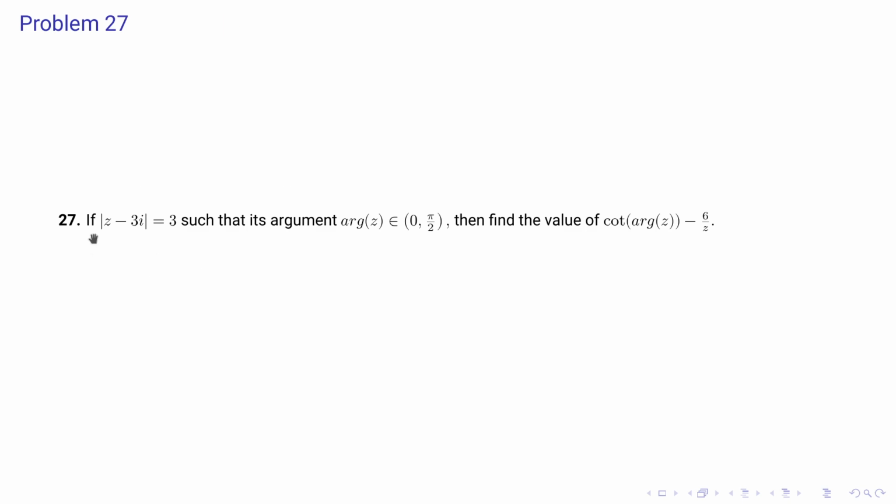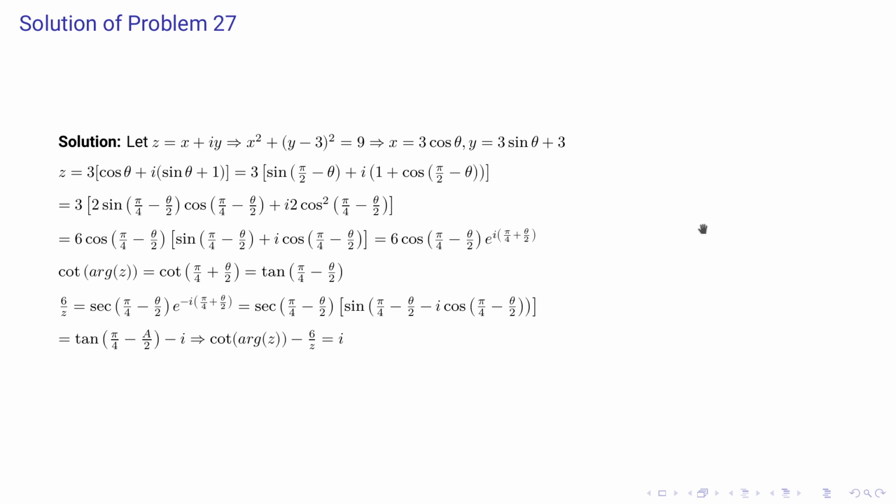Problem 27 says that if mod of (z minus 3i) is equal to 3 such that its argument, arg of z, lies in 0 to pi by 2, that is its value lies between 0 and pi by 2, then find the value of cot of arg of z minus 6 of z. So this will require some knowledge of trigonometry. If you have not studied trigonometry, you can skip this problem and come back later when you have studied trigonometry.